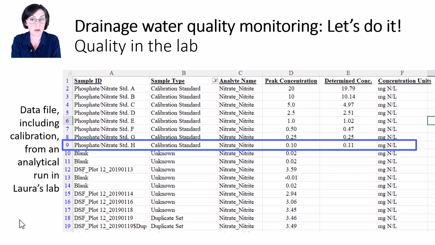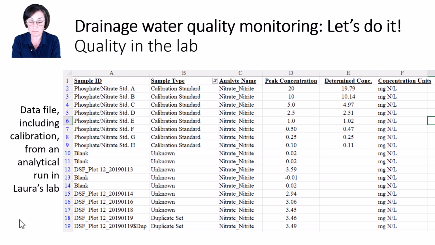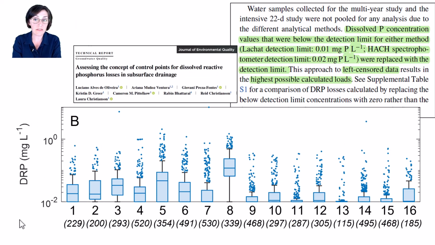So if the calibration curve goes down to 0.10 milligrams nitrate nitrogen per liter, any concentration that the machine spits out below that concentration is considered below detection. Now I'm giving you a quick and dirty on this, and if you really want to dig in, you should sit down with your neighborhood analytical chemist, which I'm sure you have, because these details do matter, especially when you're dealing with concentrations that tend to be very low, like when you're doing dissolved phosphorus in tile drainage water. My lab's detection limit for dissolved phosphorus is 0.01 milligrams per liter, or 10 to the negative 2. And at some of our sites, many of our samples come back at that concentration or lower.